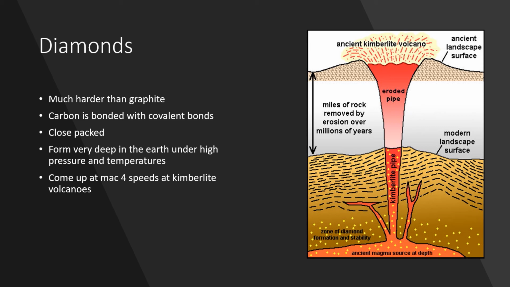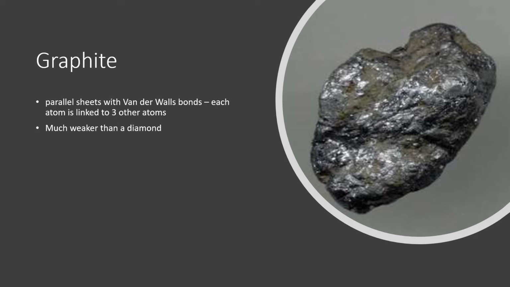It's pretty cool. Graphite, though, is parallel sheets with van der Waals bonds. So they're very different. The carbon has a much weaker bond here. So each atom is linked to 3 other atoms, and it is very easy to break apart, which is why we use it for pencils.